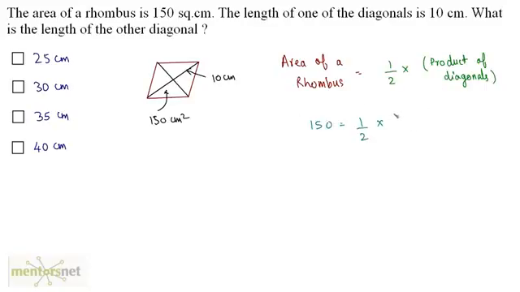So we have been given the area, so 150 is equal to half into the product of the diagonals. One diagonal is 10 centimeter, so 10 into, let the other diagonal be D2. Now we have been asked the length of the other diagonal, that's D2. So 2 times 5 is 10, so D2 is equal to 150 by 5, and that is equal to 30 centimeter. So option B is the correct answer.